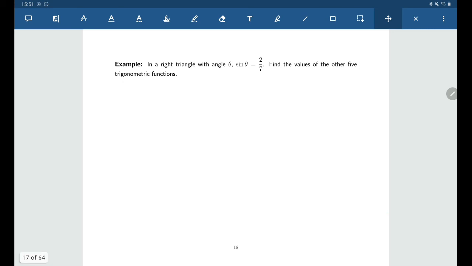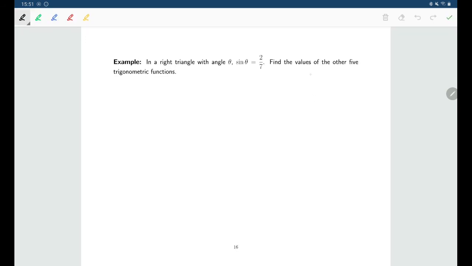Okay, let's do one more before we have ourselves a little bit of a brief pause. So we've got a right triangle with an angle theta, and we know that sine of theta is 2/7. So the first thing that I'll do here is draw. Since I'm talking about a right triangle, it makes sense for me to draw a right triangle. And if I'm drawing a right triangle, I'll need to indicate the right angle. And I'll also need to indicate my angle theta. And I can put it wherever I'd like, but I'll put it here.